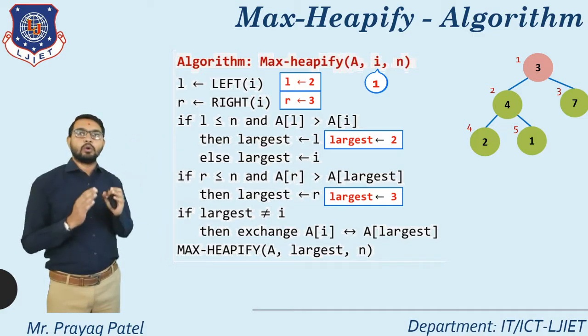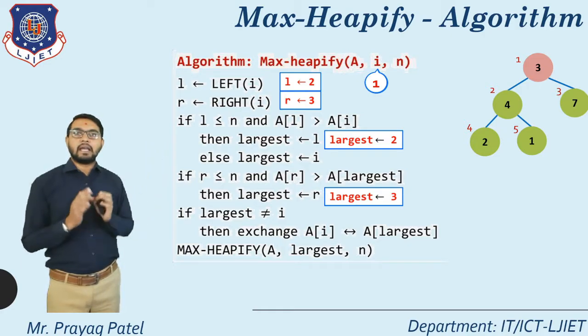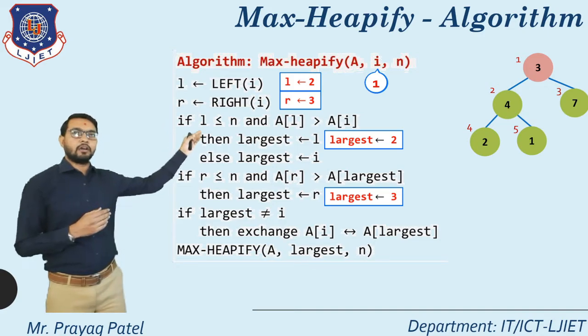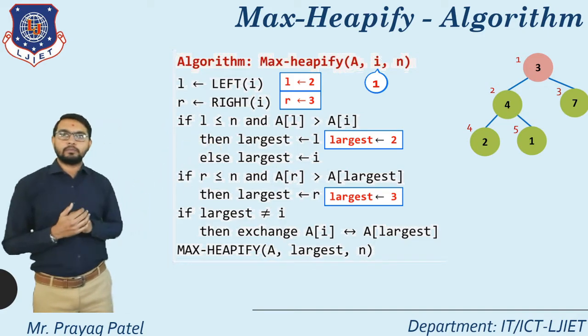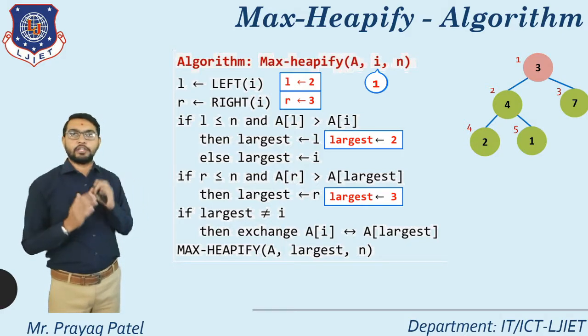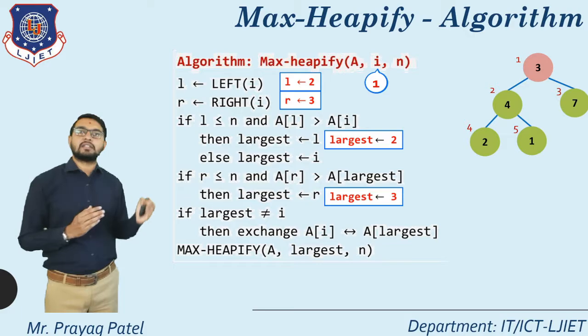Now L equal to left of I. Here L means the left child of I. So I equal to 1, so the left child of 1 is node number 2. Now R means right of I. Right of I means the right of node number 1, which is position number 3. So R equal to 3. L means 2 and R means 3.